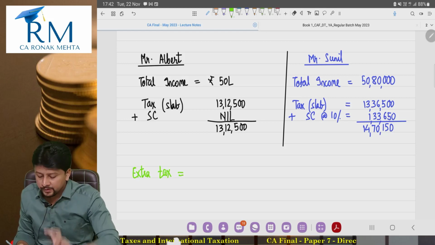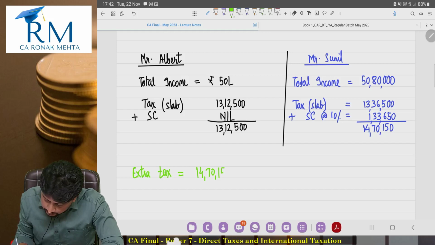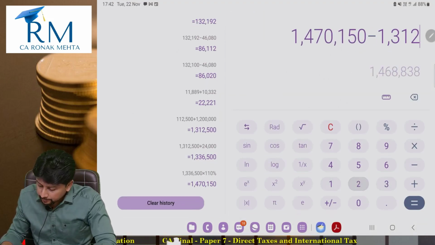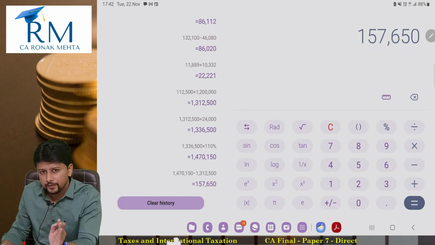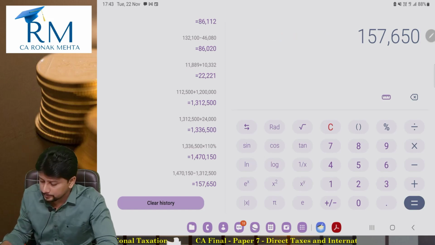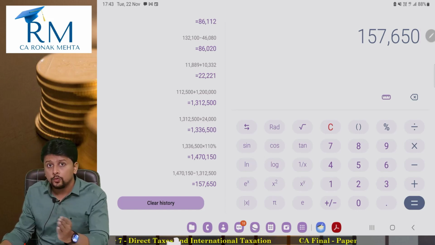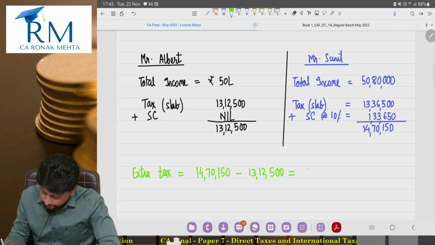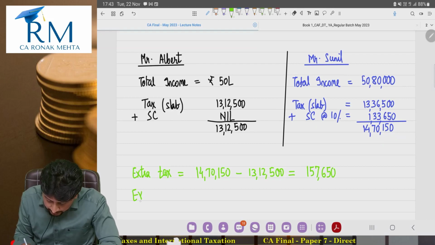So, when you analyze the extra tax that Mr. Sunil is paying, when you compare him with Mr. Albert, his extra tax is 14,70,150 minus 13,12,500. This is the extra amount that he is supposed to shell out to the government because his income exceeded 50 lakh rupees, just by a small amount of 80,000. But because of that extra 80,000, his tax outflow is increasing by 1,57,650.